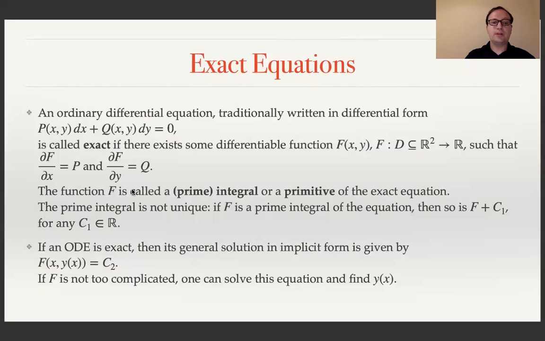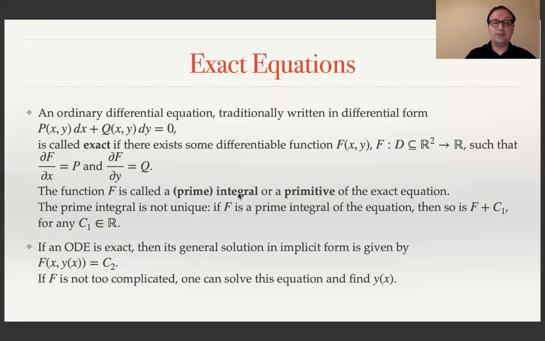This function, capital F, is essential to solving the equation, and it is called the prime integral or a primitive of the exact equation. Or it can also be called an integral of the equation. The prime integral is not unique because if you take a prime integral and you add a constant to it, then you get another prime integral, because the derivative of a constant will be 0 either with respect to x or with respect to y. So you can add any constant and it will still have the same property.